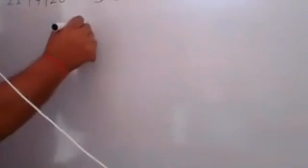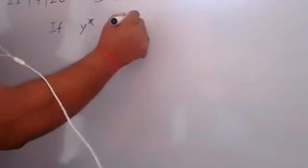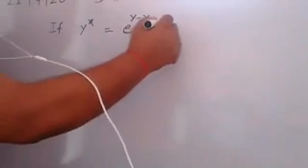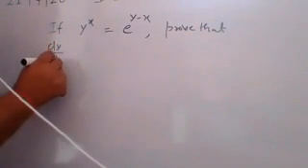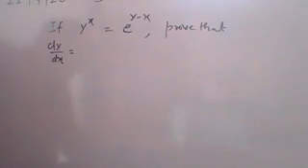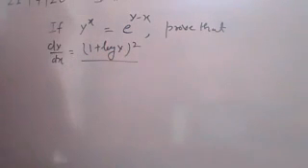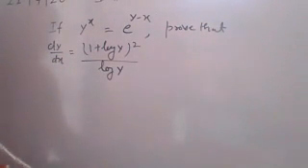If y to the power x is equal to e to the power y minus x, then prove that dy by dx is equal to (1 plus log y) whole square, divided by log y. You have to prove this result.